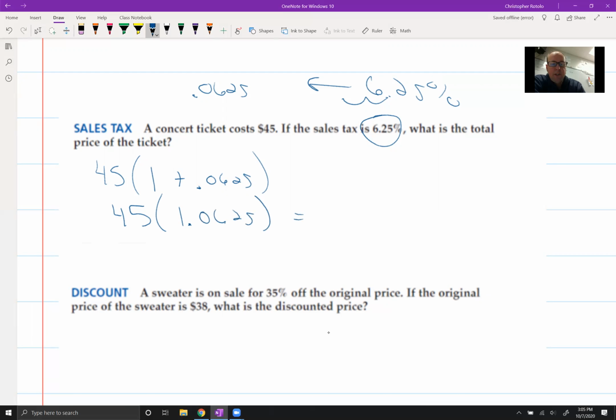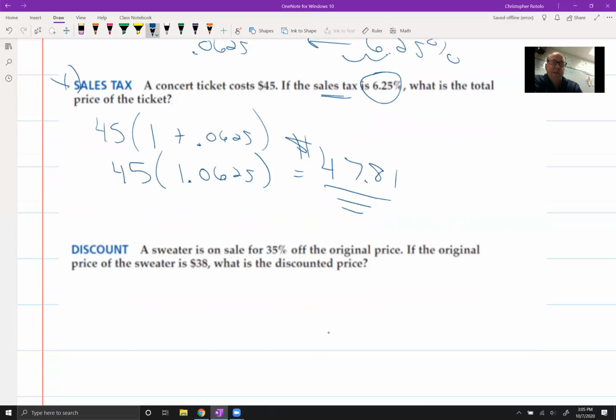So if I can put those together, so our increases, our sales taxes, these are going to be a little bit easier because you just put a 1 in front of it, right? All right, so how much is the ticket actually? It's $47.81. Okay, so make sure you know how to get that on your calculator dealing with those decimals that we have going on there. All right, so that was sales tax, right? That was something we add on.